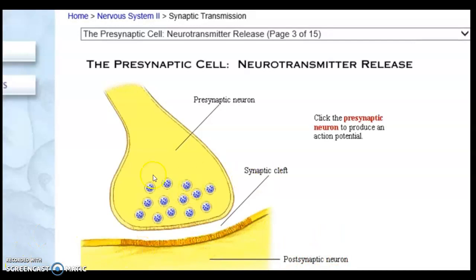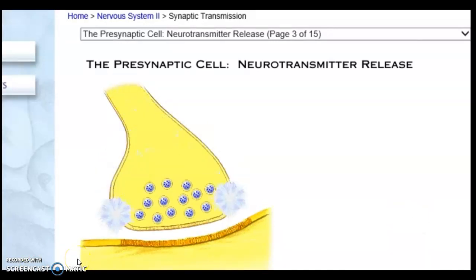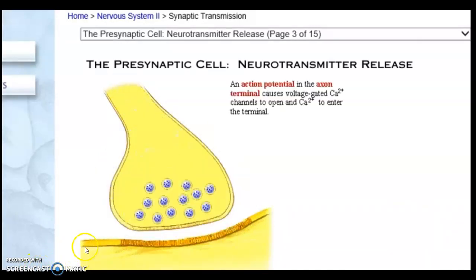Now I'm going to show you the action potential traveling down, because remember, action potentials are only generated in the axons, but their purpose is to travel down and change the voltage inside of this bulb so we can allow calcium to come in. An action potential in the axon terminal causes voltage-gated calcium channels to open and calcium to enter the terminal.